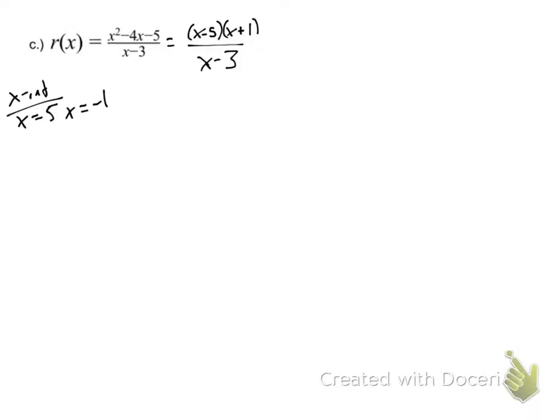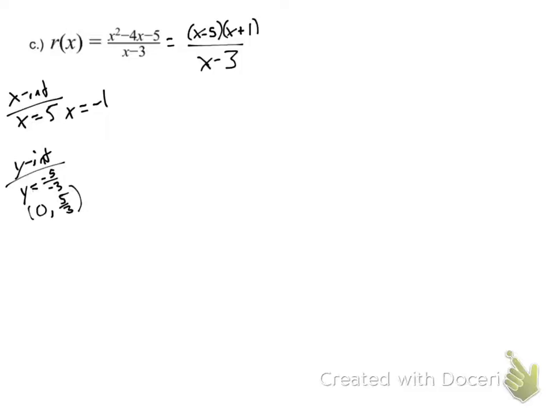Y-intercept. Plugging 0 in, y equals -5 over -3, or the point 0, comma 5/3. Hopefully we all had that. I know a lot of people working on the long division.